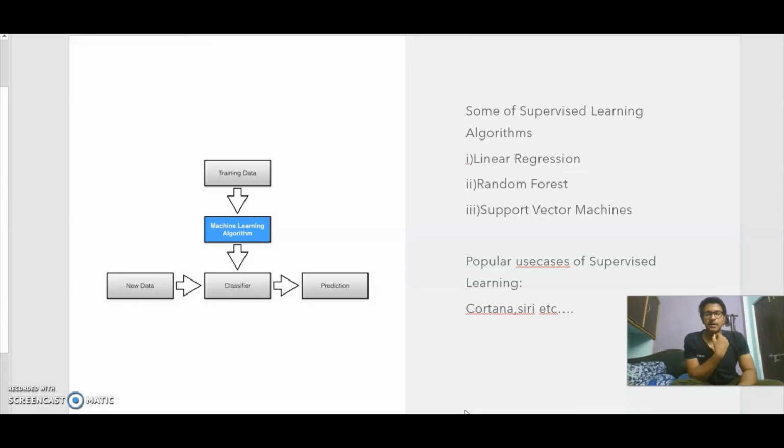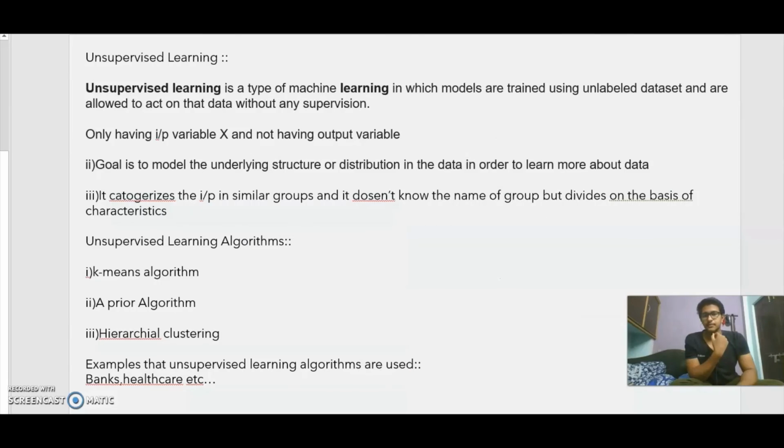I missed the algorithms of supervised learning: linear regression, random forest, and support vector machines. These are a few types of algorithms that we use in supervised learning. And popular use cases of supervised learning are Cortana, Siri, etc., as we all know.